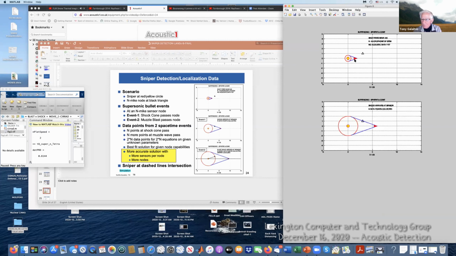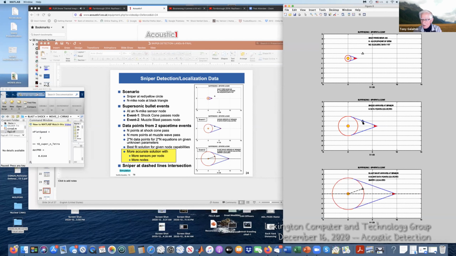Then the bullet moved further to the right until the cone passed the sensor. And then in the third case, until the muzzle blast passed the sensor. Because we have defined a circle here, its radius points back to the sniper. And also, by defining the cone, we know that the axis goes through the sniper.